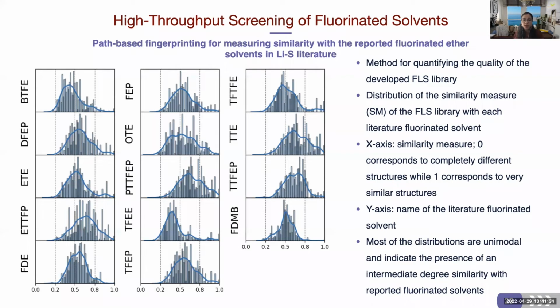So for that, we performed path-based fingerprinting to measure the similarity between the new 1,000 solvents that we are proposing and the 14 solvents which exist and which have been tested in the literature, which are here on the y-axis. Okay, so the x-axis shows the similarity measure, where a value of 0 means that two molecules are very different. A value of 1 means that two molecules are very similar. So here we observed a unimodal distribution, which we were looking for, because we don't want our new molecules to be very different, because then we are dealing with a different class of systems. We don't want them to be very similar, because otherwise we won't be able to predict something new.